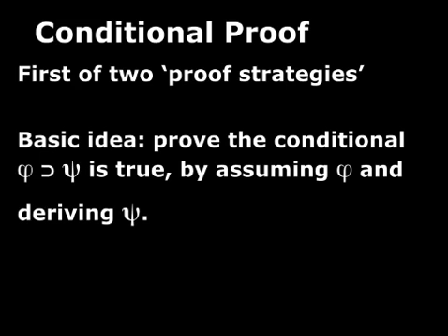Now, I'll describe it, but then it'll make more sense when you start seeing some examples. And then you can come back to this description again to sort of solidify your understanding of it. The basic idea is you prove a conditional, you derive a conditional if phi then psi. How? Well, you assume phi and derive psi. Okay, that's the basic idea.